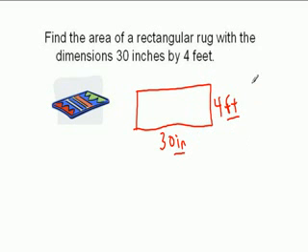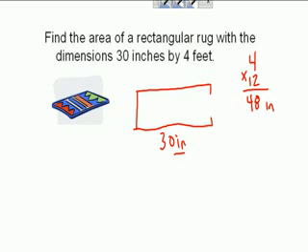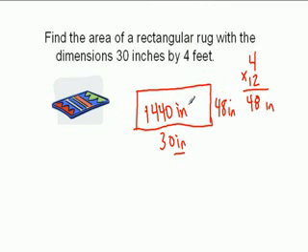If we wanted to change 4 feet into inches, we know that there are 12 inches in 1 foot. So we would do 4 times 12, which is 48 inches. So our new dimensions would be 48 inches by 30 inches. So now 48 times 30 is 1,440 inches. So there we go, 1,440 inches squared.